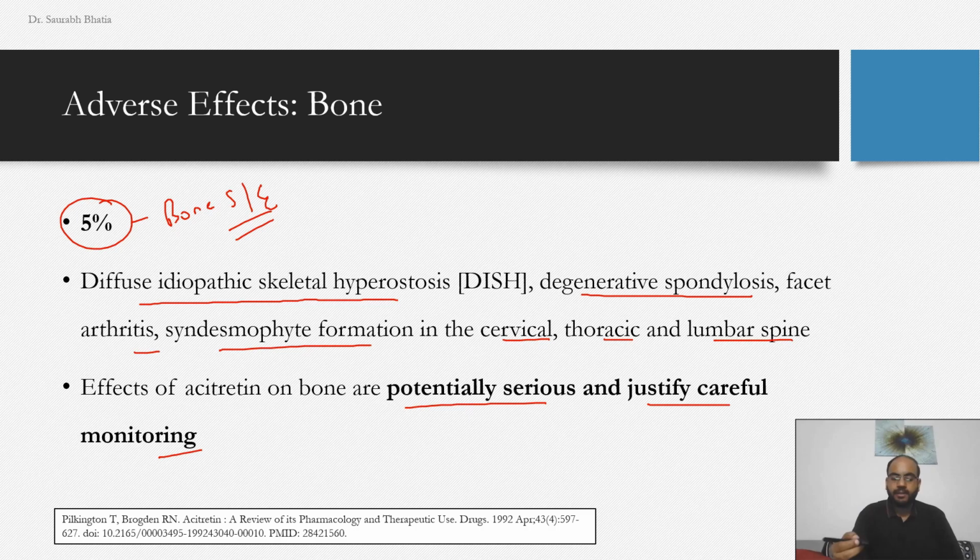If there are bony pains, or a complaint of pains by the patient, make sure you get some X-rays done to find out if syndesmophyte formation or any kind of premature epiphyseal closure is happening. Remember, if you're using it in adults, people who are more prone to gymming and playing active sports can have increased chances of this kind of bone and muscle involvement.